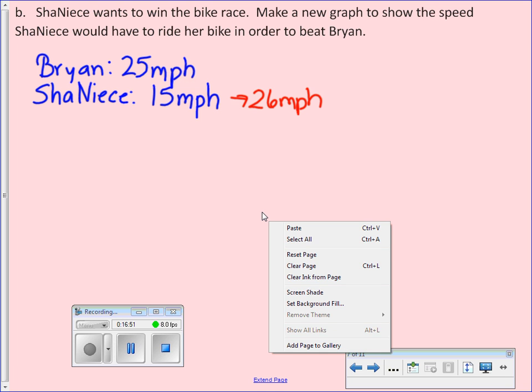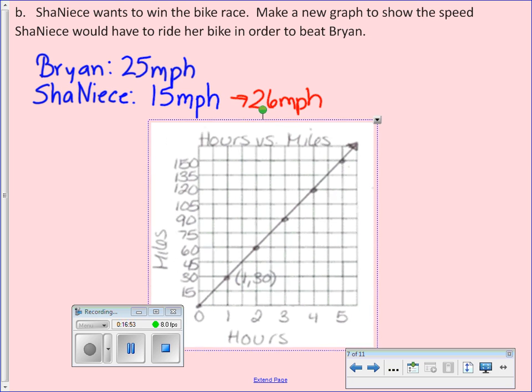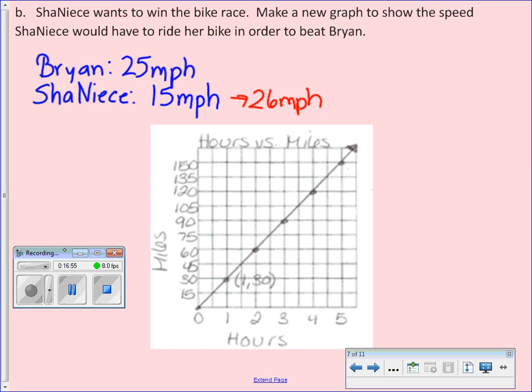All right? Now, they wanted you to make a new graph. We don't have that much time. But look at this example. What did they do? They have Shanice going 30 miles per hour. Just because that I think would be easier to graph and for your table. But on a test or a quiz, this isn't something that would show up on a test or a quiz. But if it would, I would accept anything from 25.1. Anything that's greater than 25 would be a correct answer.